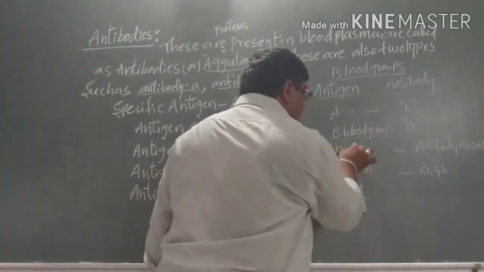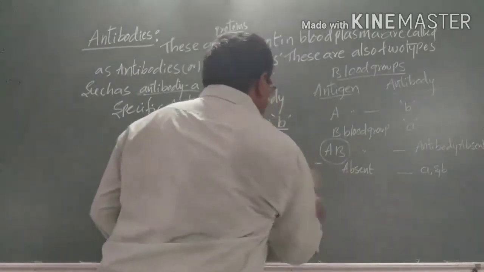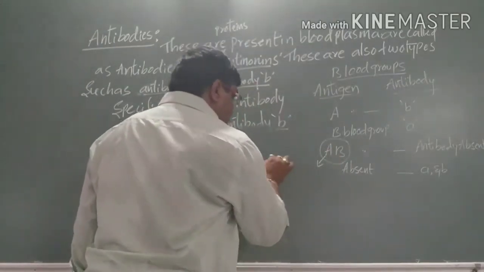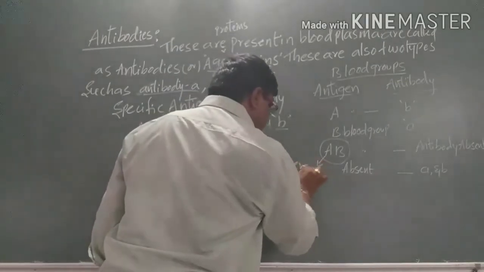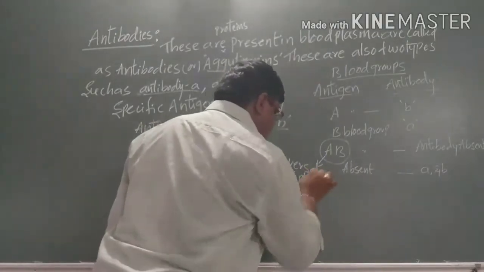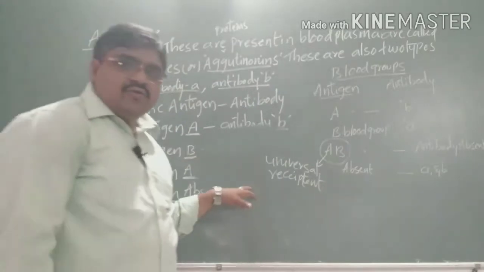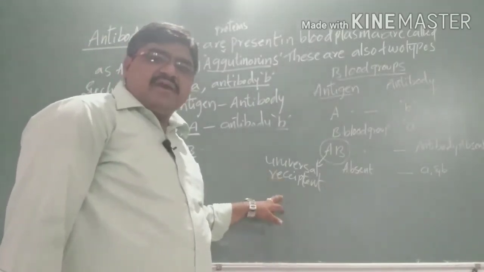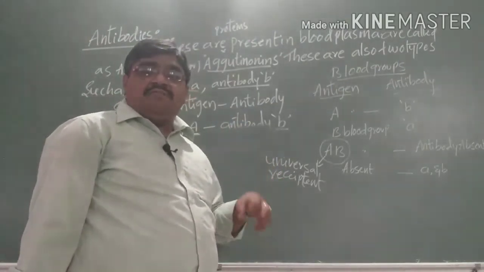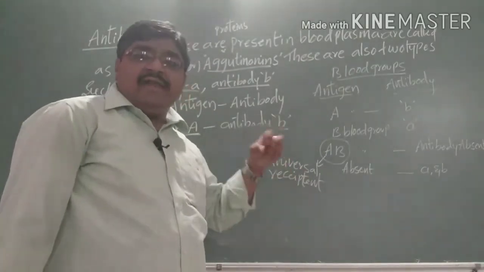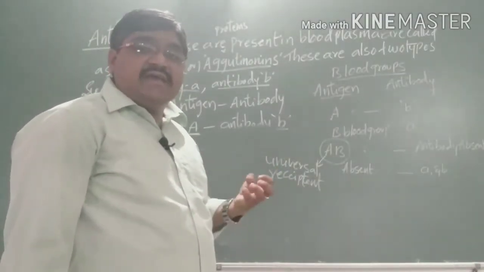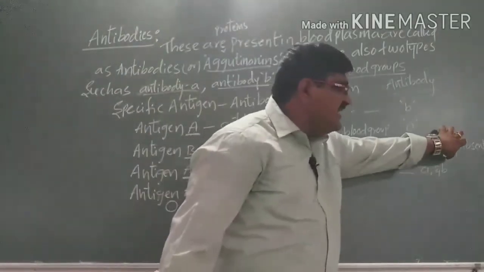AB blood group we can call a universal recipient. Why can we call it a recipient? Because AB blood group can take blood from any type of blood group, that is A, B, AB and O. They can take the blood from any type because the antibodies are absent.